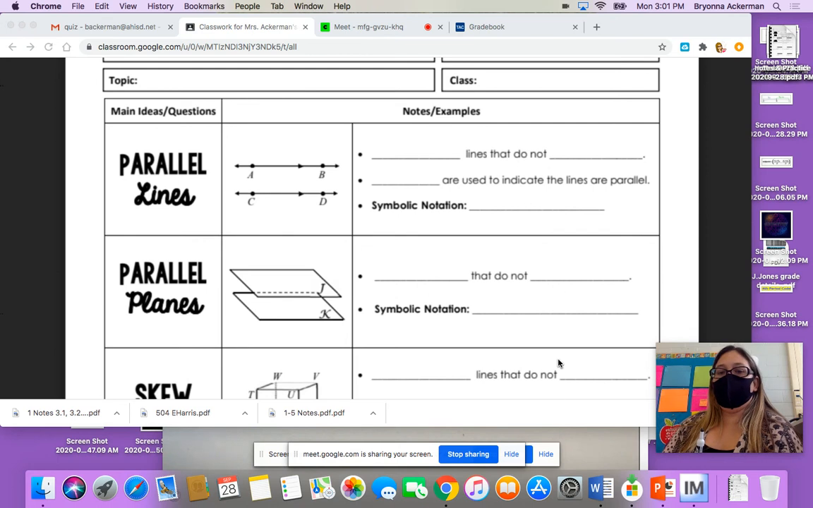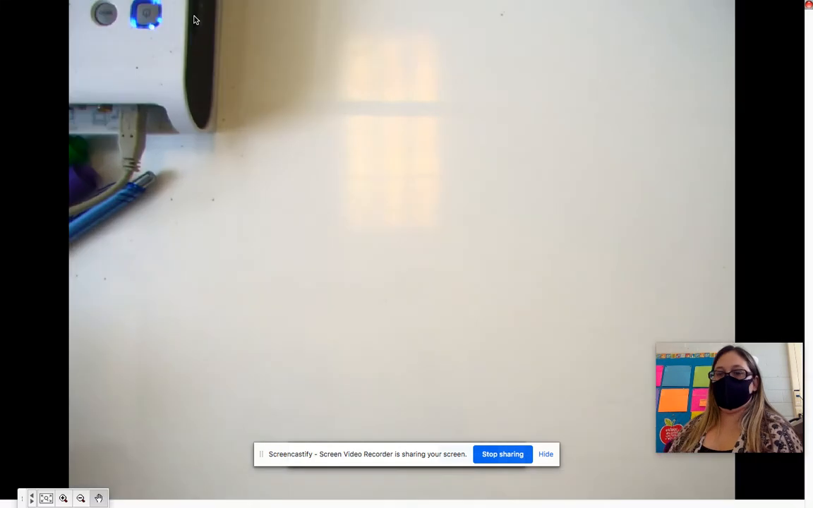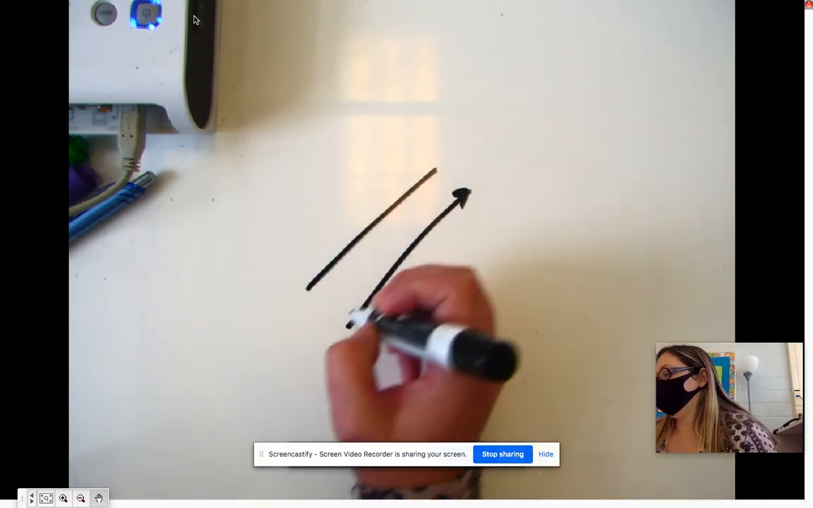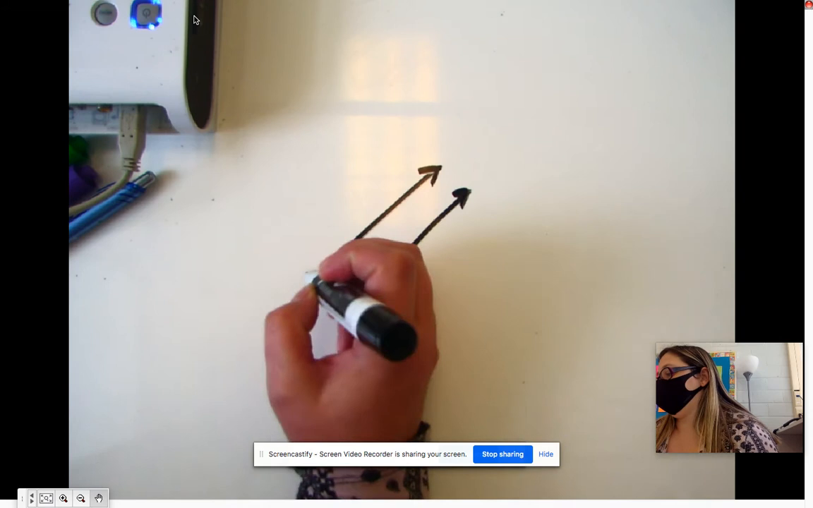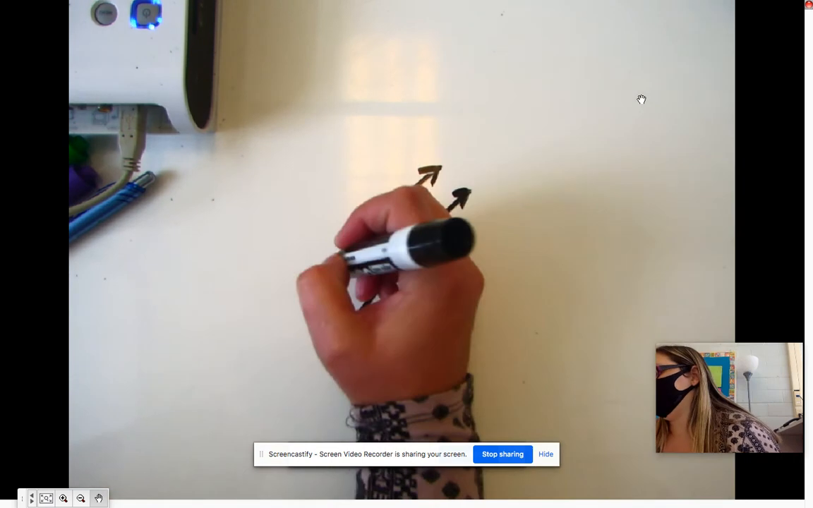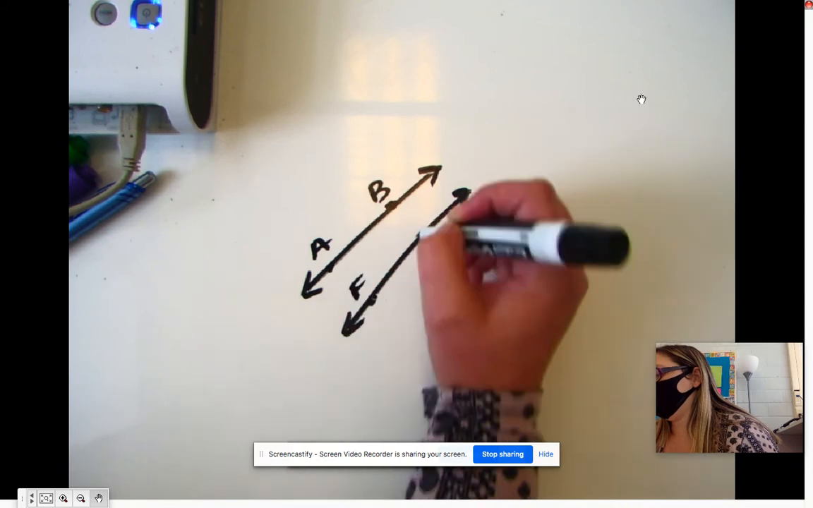So if I look, hopefully you guys can see this. You can just write them on paper. It's fine. Okay, so I'm going to have parallel lines. They don't touch. Let's say that this is AB and this is FG.